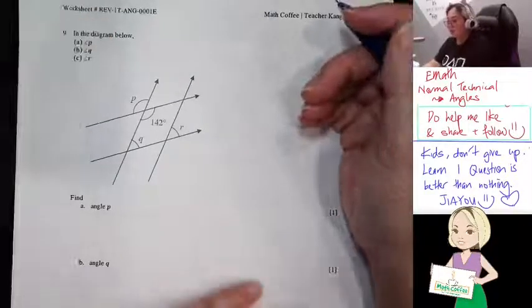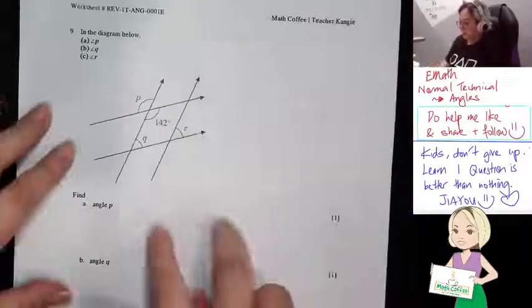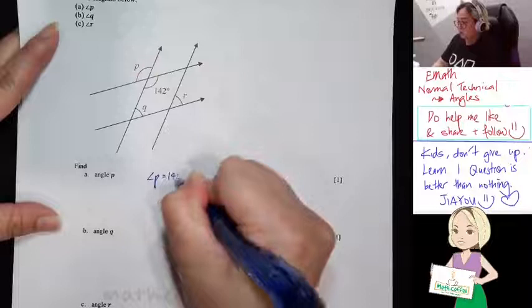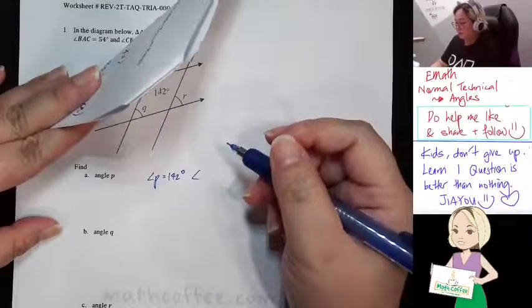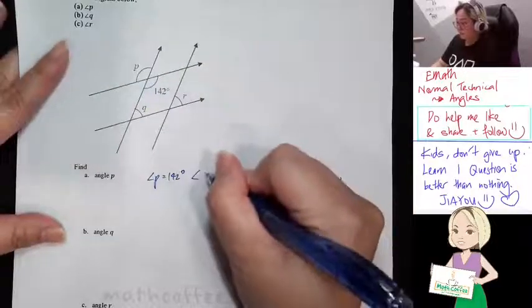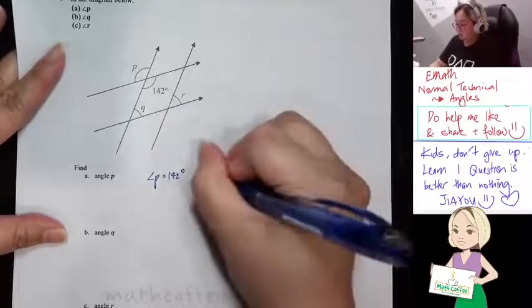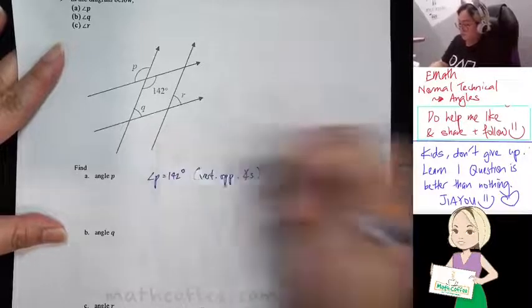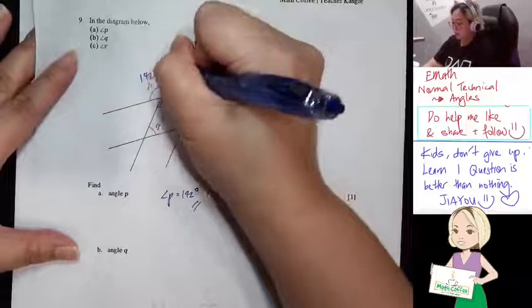Okay, in the diagram below, find angle P. This one is very straightforward. This time around I learned already. I must write it below. So this one we will say angle P equals 142. So this is vertically opposite. So we are done. Okay, so we're going to label this as 142 degrees.